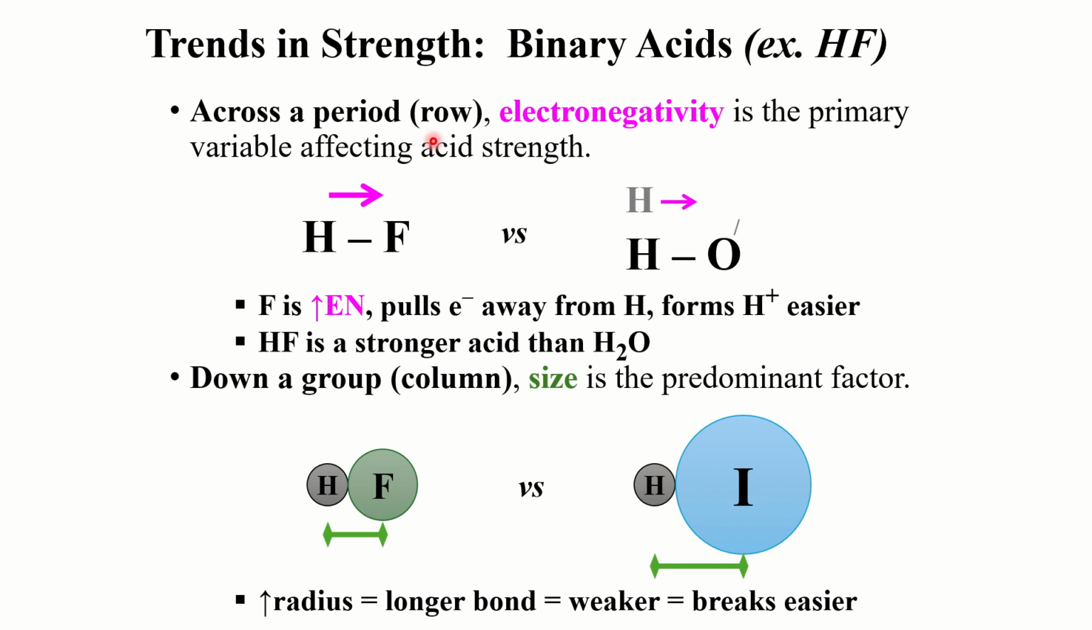So to summarize, if you are comparing two binary acids in the same row, the same period, the one with the anion further to the right, the one with the more electronegative anion, is the stronger acid. If you are comparing two binary acids in the same column, size is the important factor, and so the anion that's further down that column is going to be the stronger acid.